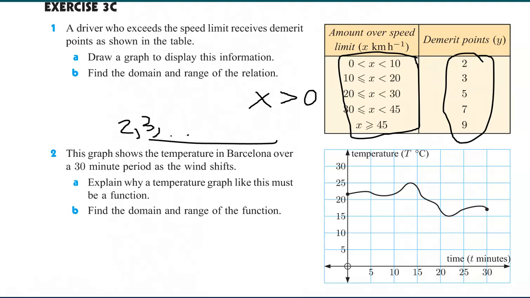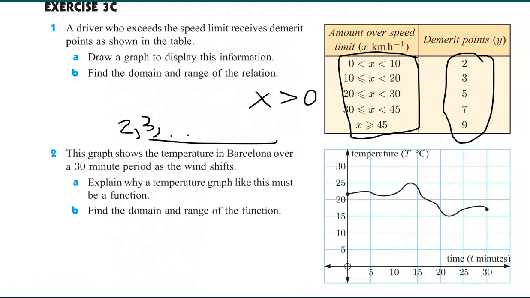All right, here on the second one, this graph shows the temperature in Barcelona over a 30-minute period as the wind shifts. Explain why a temperature graph like this must be a function, because you'll never be 2 temperatures at the same time, right? A function has to have one output for an input. So let's just say at 5 minutes past when we started recording, you're not going to record 2 different temperatures in that same moment. You're going to record 1 temperature. That's why it's always going to be a function.